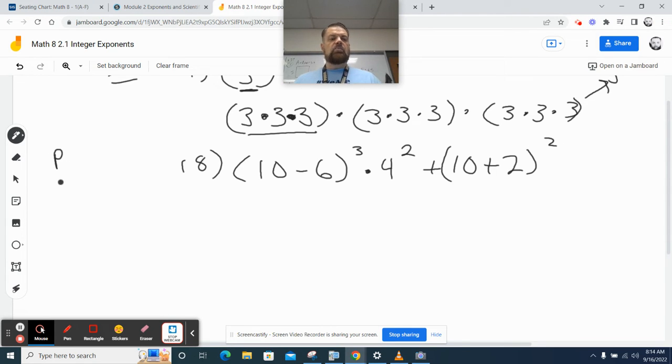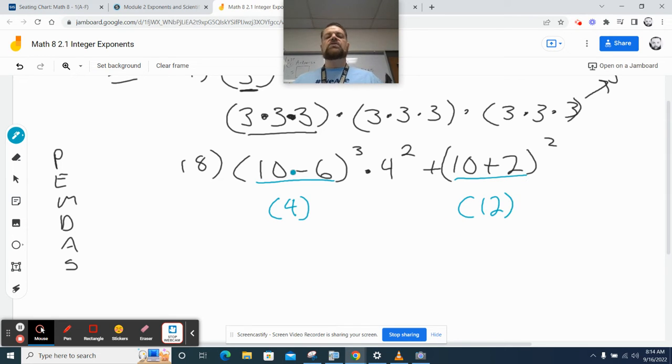Again, we need to follow: Please excuse my dear Aunt Sally. P stands for what? Parentheses. So that means I have to do the parentheses work first. I have a set of parentheses here. What's 10 minus 6? 4. So I'm going to say 4. Over here I have another set of parentheses. What's 10 plus 2? 12.